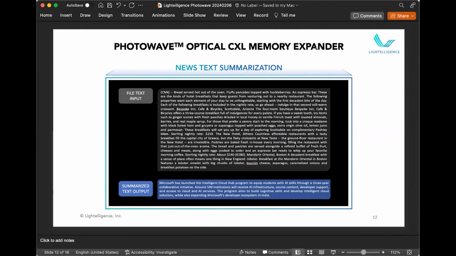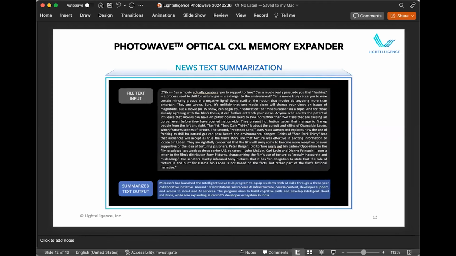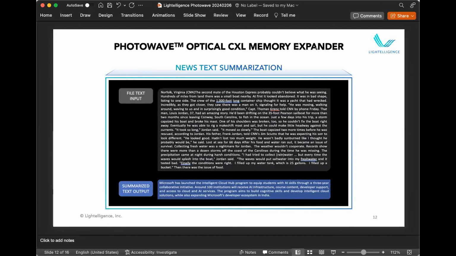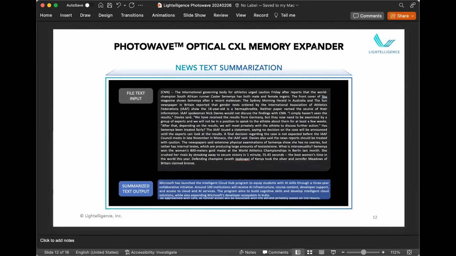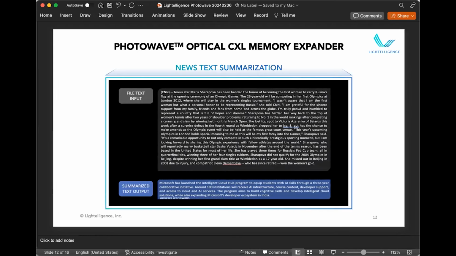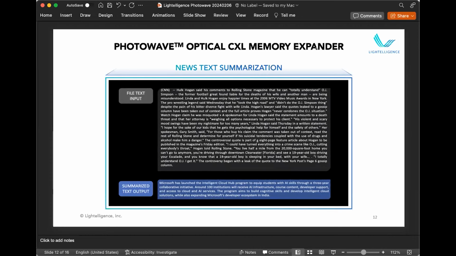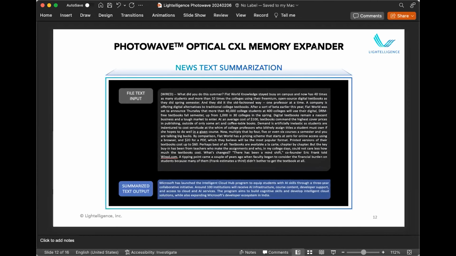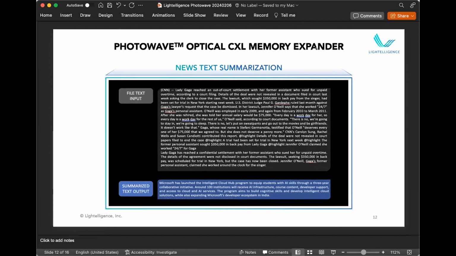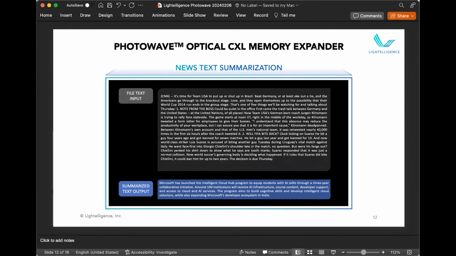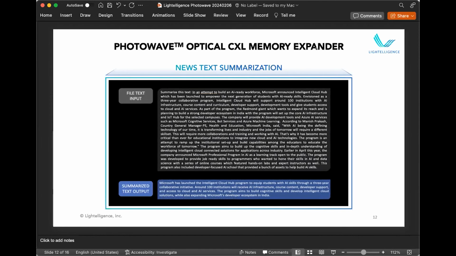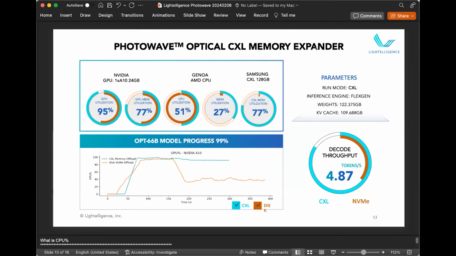This was the GUI output. As I said, it's news text summarization. You take the file text input of news that comes across the wire, and the AI model summarizes it into just a few sentences. That's what the model was working on. Here is a real live chart as the model was run. You can see it takes roughly 400 seconds to do the inference.